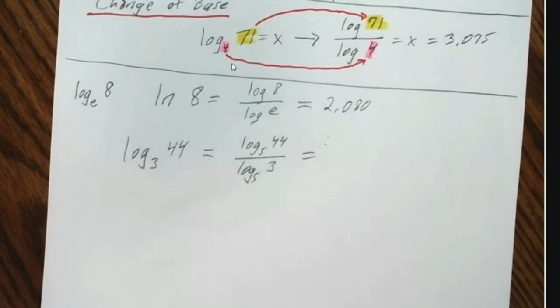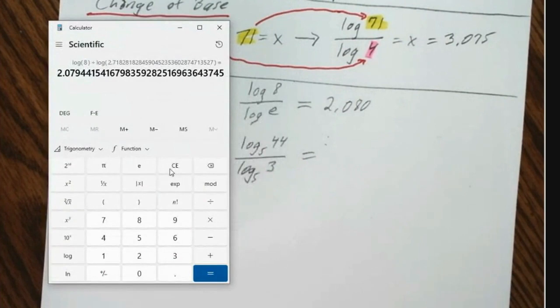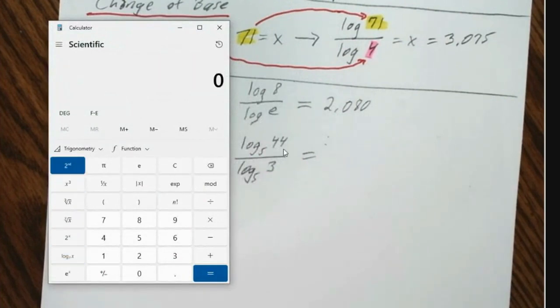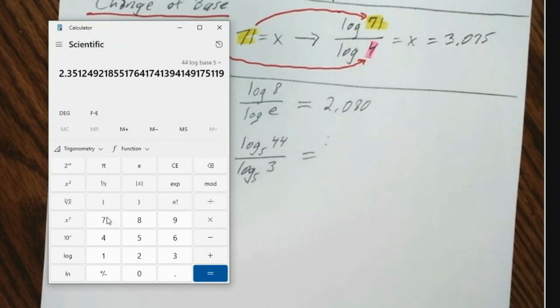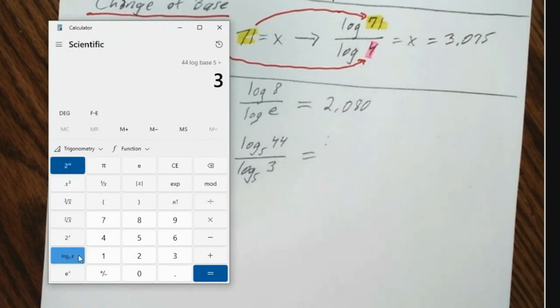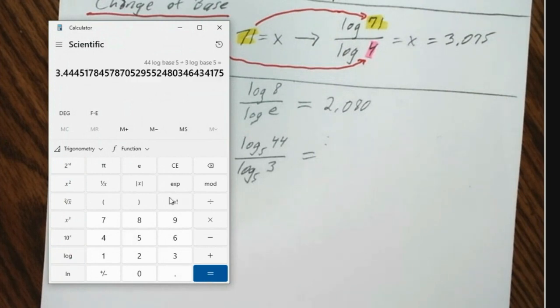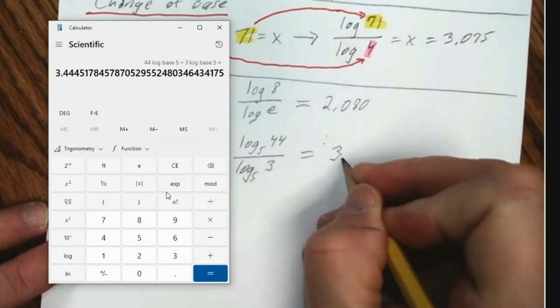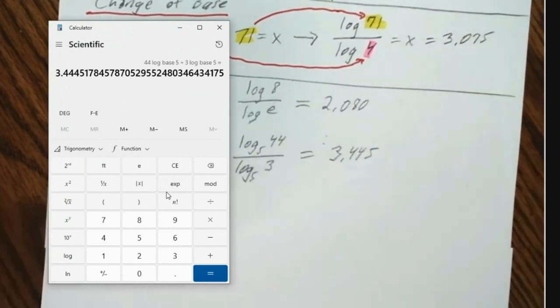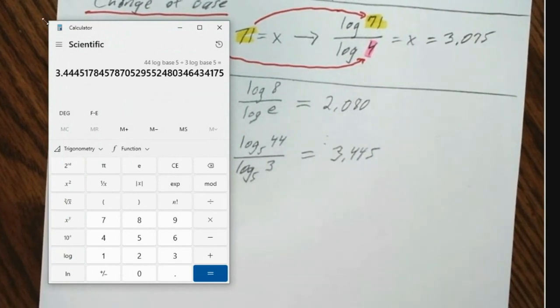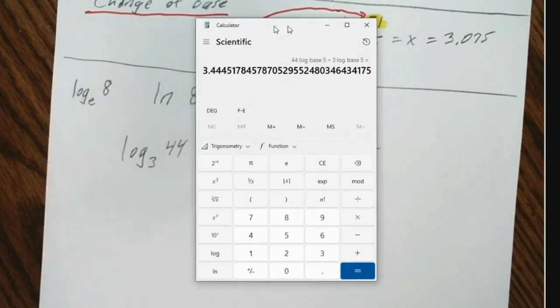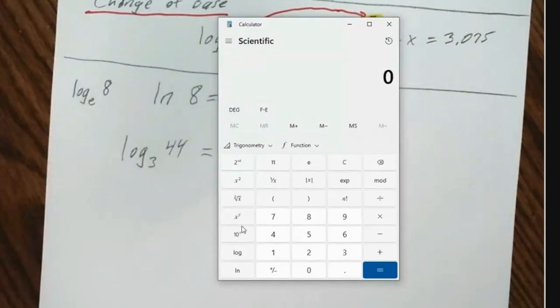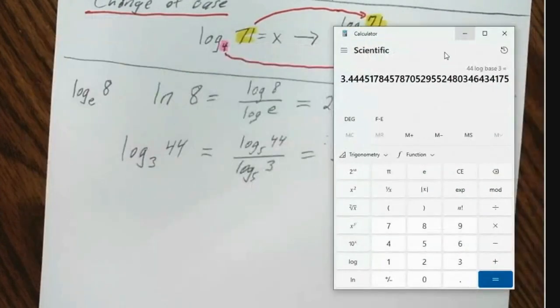Let's do log 5 of 44 at our calculator using the second button. All right, so 44 log base 5 divided by 3 log base 5 is 3.44, and we'll round the third digit up to a 5 since the next digit is a 5. So is that correct? Well, I don't know. Let's put this in our calculator and double check. So use that second button. 44 log base 3. Oh, look, 3.445. Same number. So it works regardless of what base you put there.